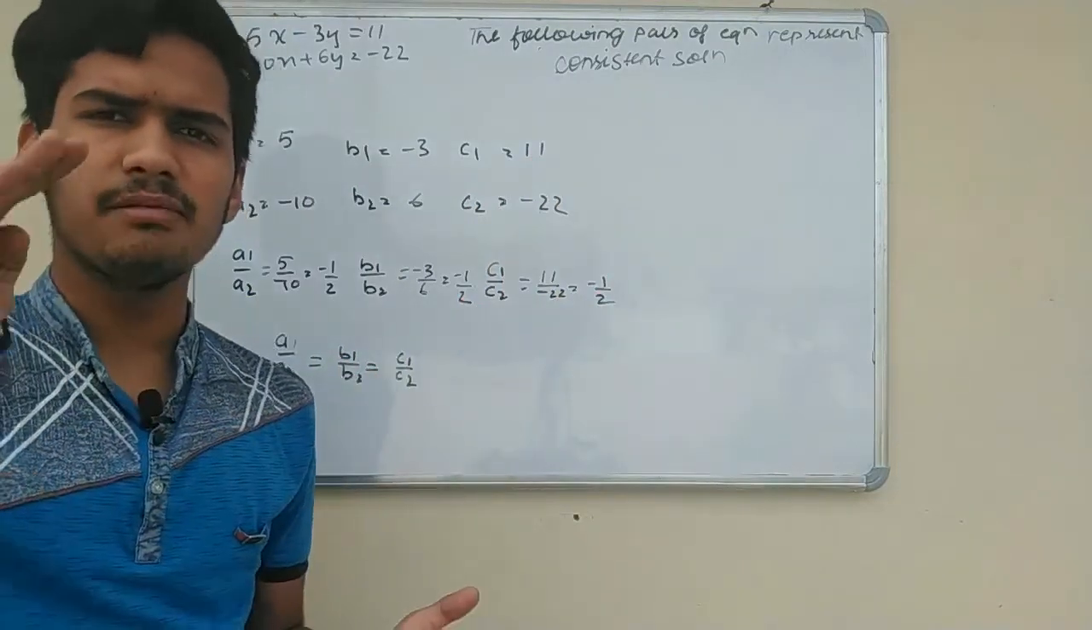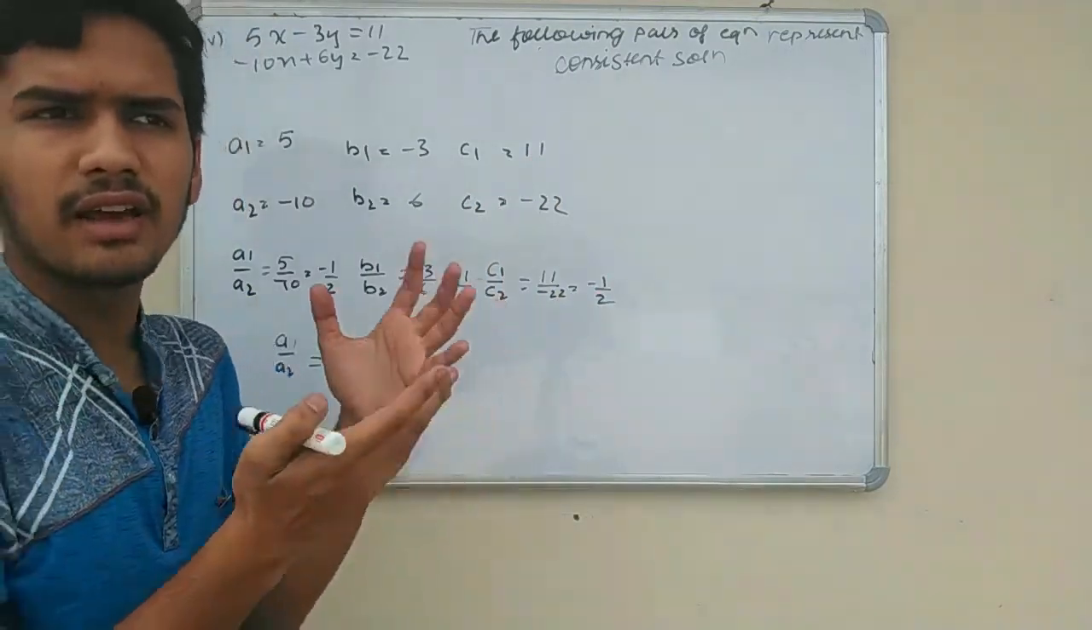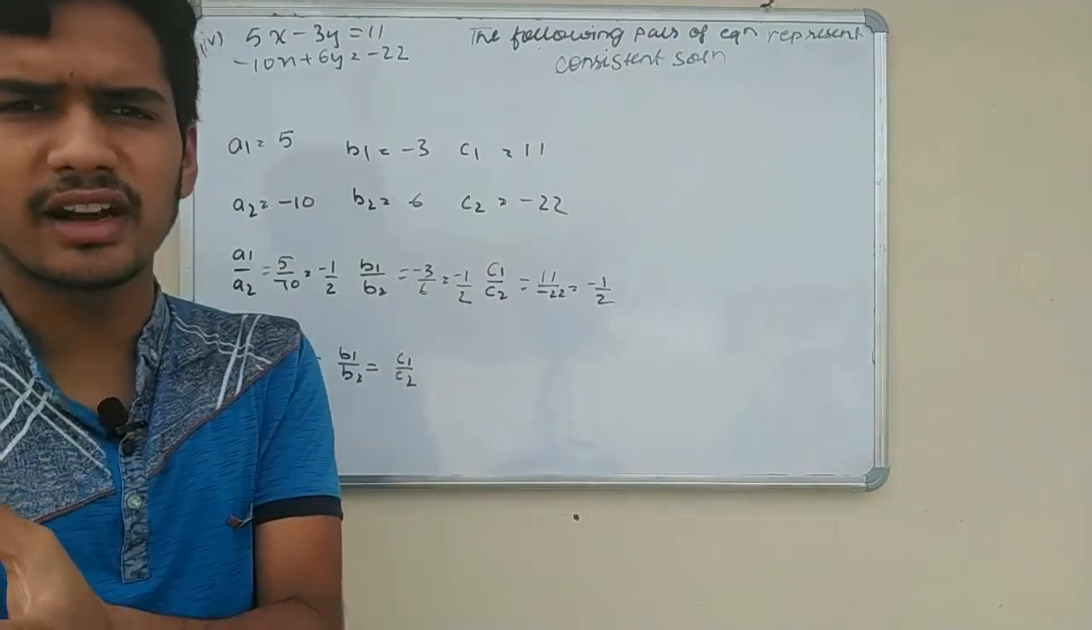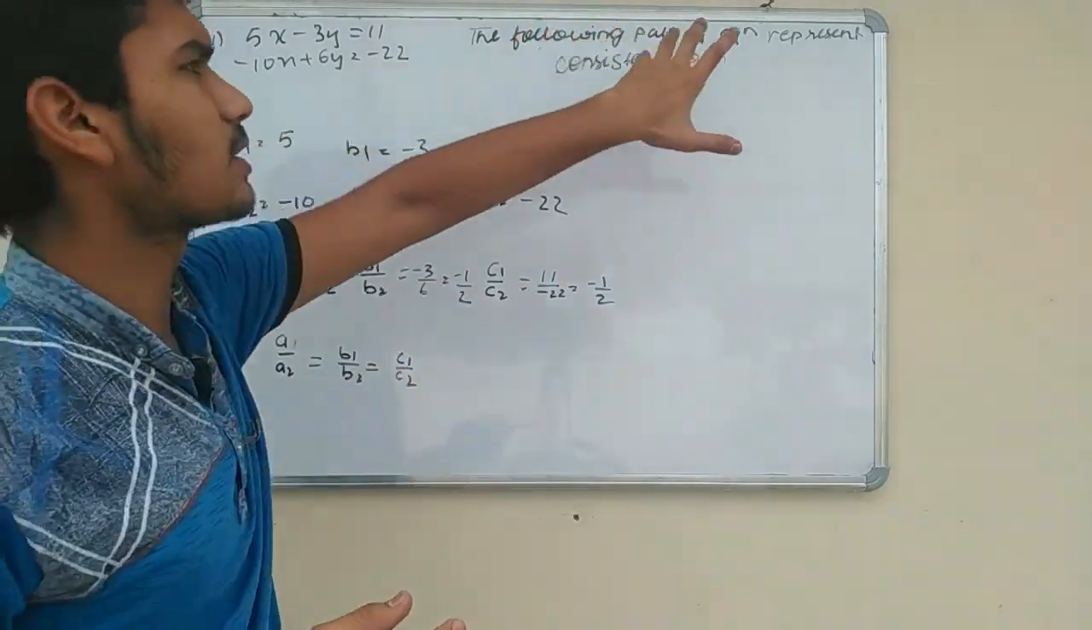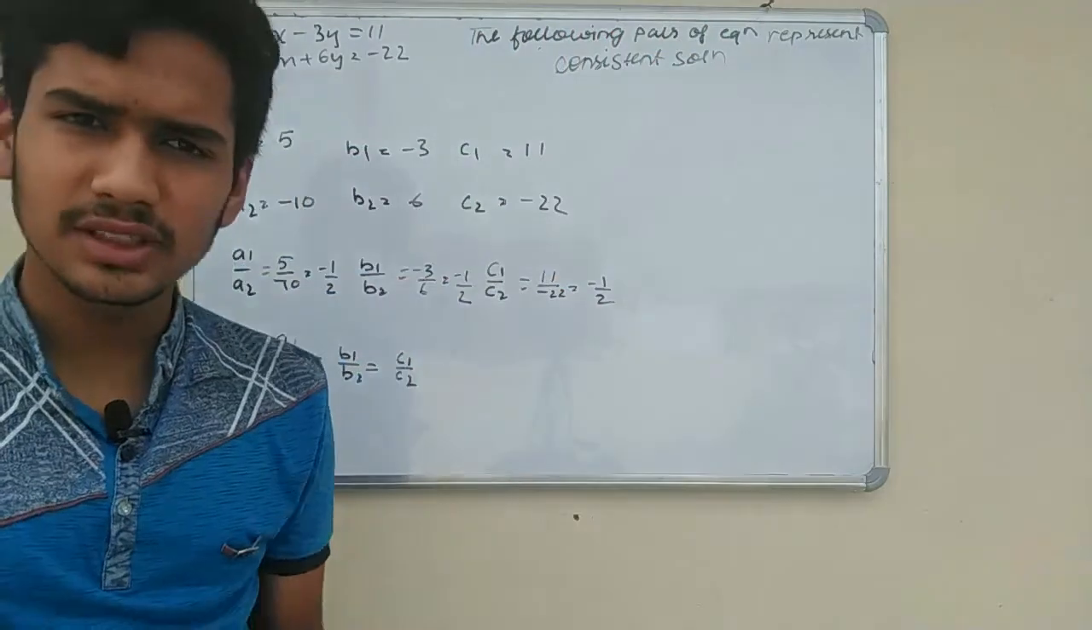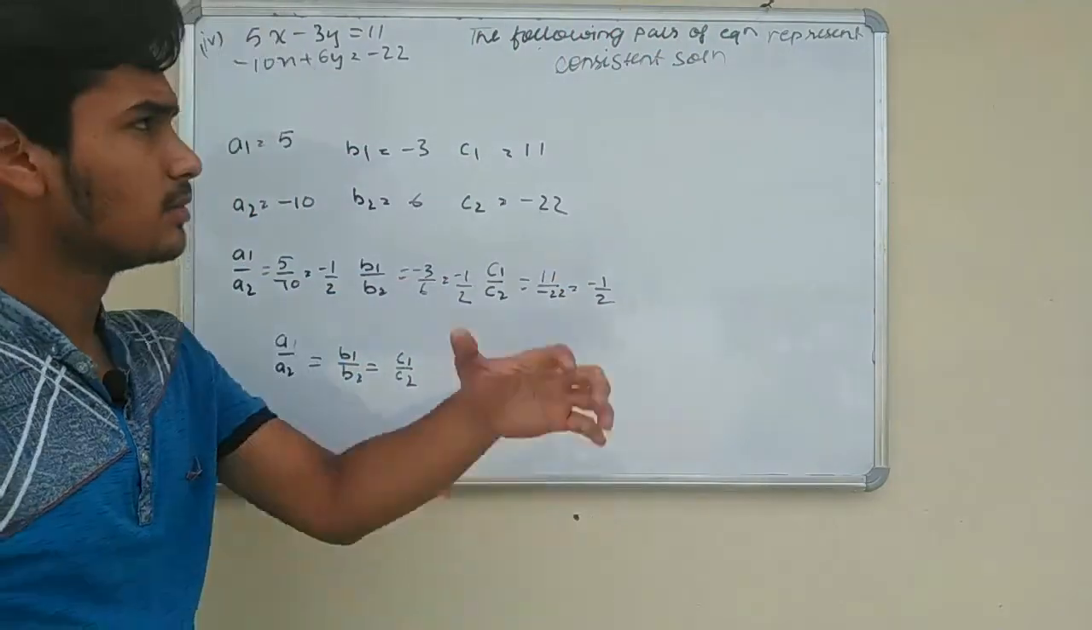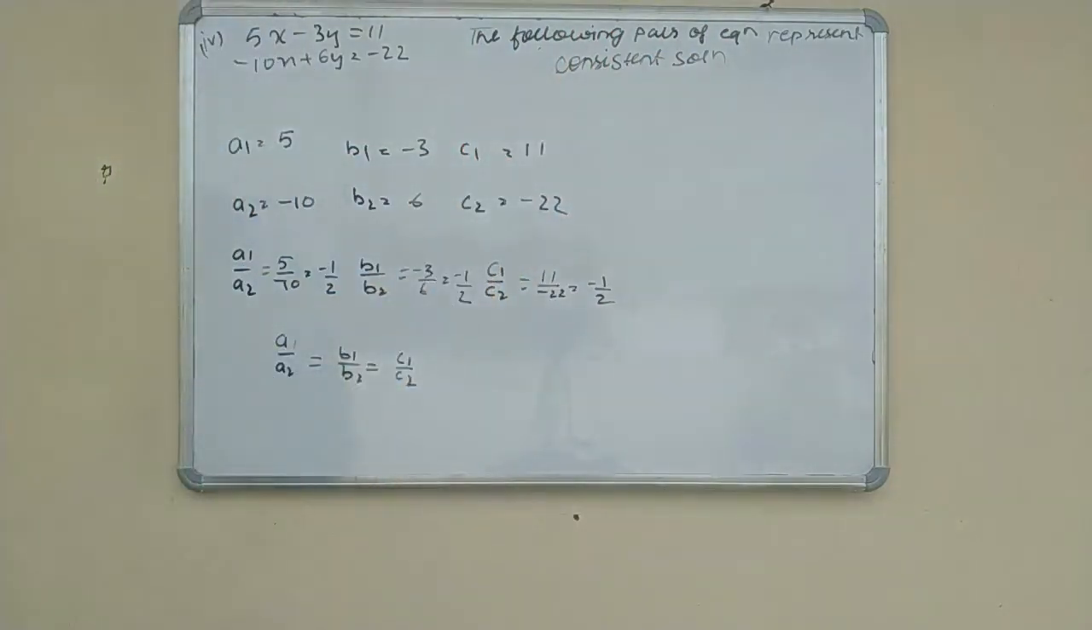So they have infinitely many solutions. So we can say that they have infinite solutions. So these pairs represent a consistent solution because they have a solution. Okay. Please do copy it.